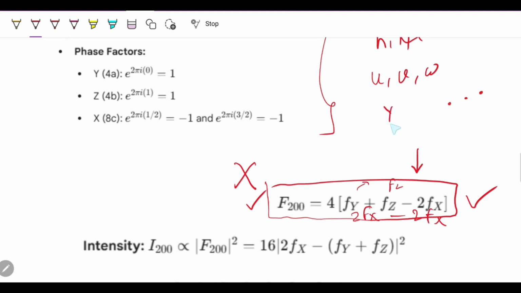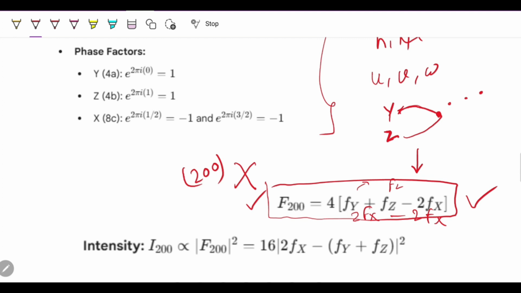If the Y atom and Z atom are also going to the X sites, and X is coming to this side, so basically they are swapping, going to each other's sites, then you cannot actually say this is Y and this is Z. There is no difference. Then this 200 reflection will not be present in the X-ray diffraction.